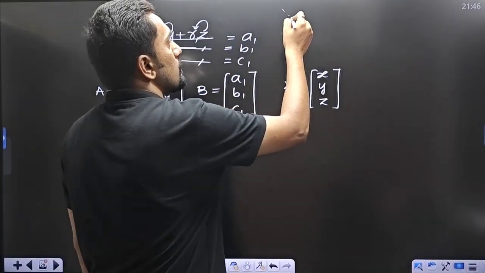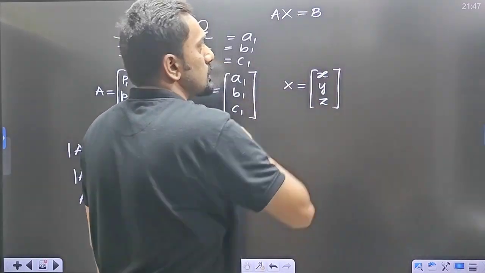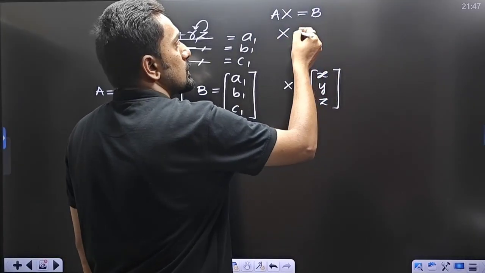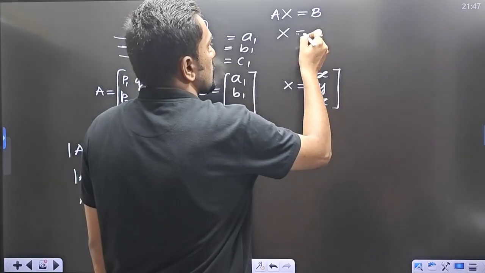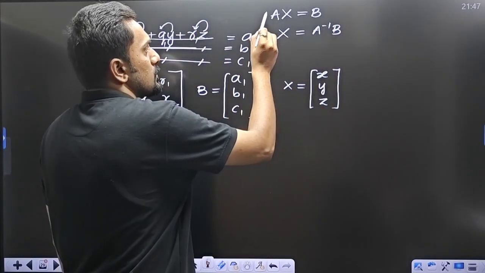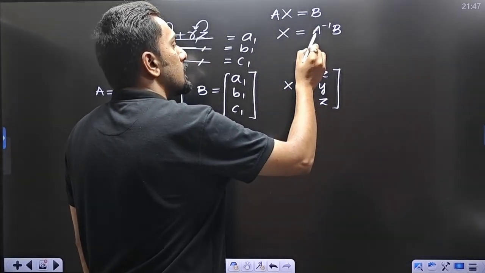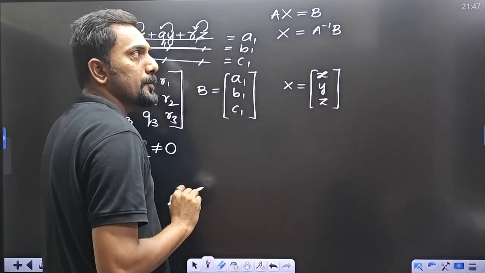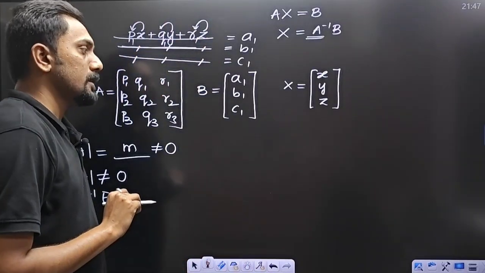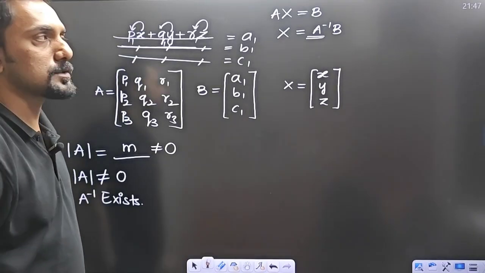Because any system of linear equations can be written in the form A into X is equal to B. Now, if I need X, I multiply this by A inverse, then X is equal to A inverse into B. How? A inverse into A will be I into X, which is X. You pre-multiply, and this becomes A inverse multiplied by B. Since A inverse is used here, A inverse must exist. For A inverse to exist, the determinant must not be equal to 0.